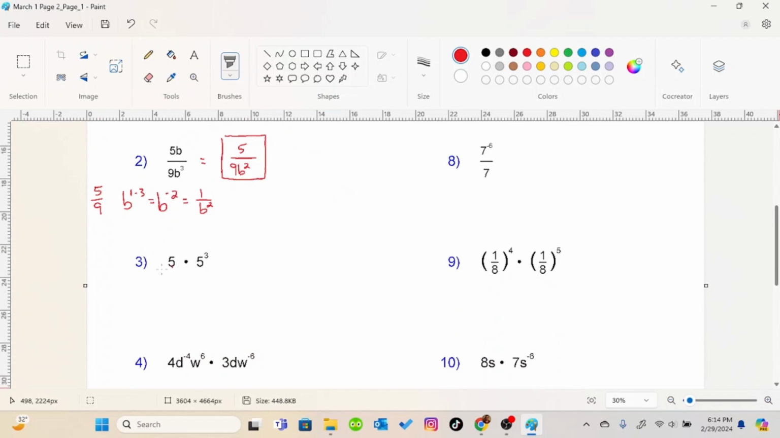Number 3. When we multiply, we add the exponents together. So this becomes 5 to the power of 1 plus 3. So our final answer is 5 to the power of 4.